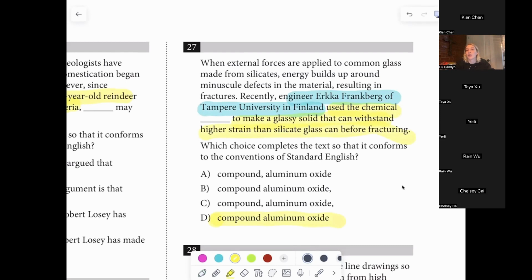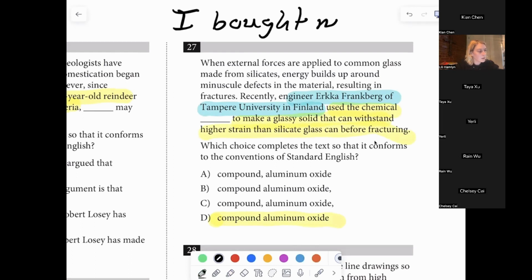Because it's just not another clause after that. It's that they use it to make that. You wouldn't be like, I bought milk, to make tea, right? Like you just don't need to add anything after that. And a general rule of thumb with commas is that if in doubt, leave them out. Do ask yourselves if it needs it. If we think about this in terms of how we'd read it out loud, right? You wouldn't say use the chemical compound aluminium oxide, to make a glassy. It's all just one. It's all part of the same clause, the same predicate. All right, great.